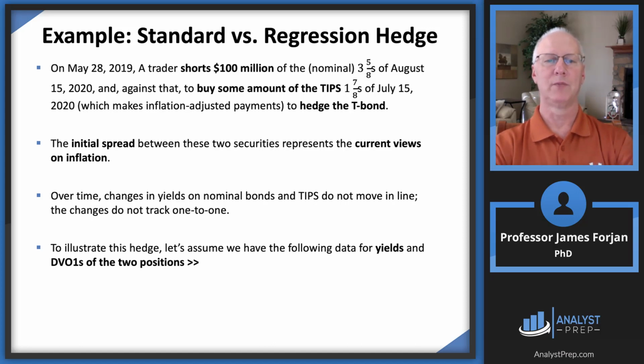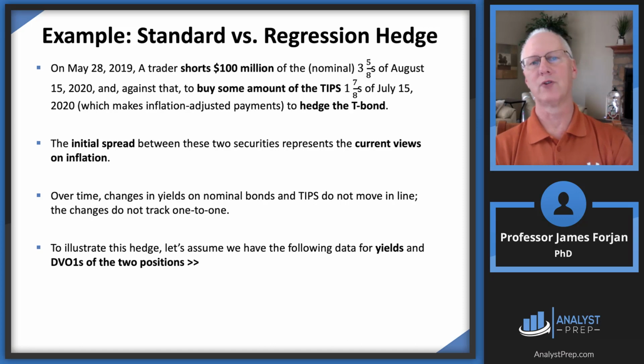And remember, these TIPS are going to make inflation-adjusted payments. So if inflation spikes over the next year or so, then we're going to get a higher coupon payment, right? And what we're going to do is use that long position in the TIPS to hedge the treasury bonds. So now do you see what's happening here? Now our bet is not on interest rate risk in general. Our bet is on the rate of inflation over this next year and a half or so.